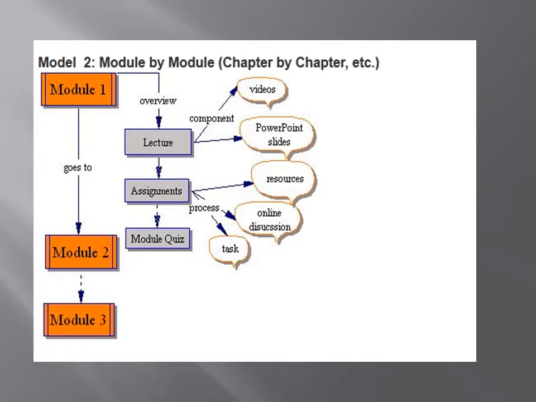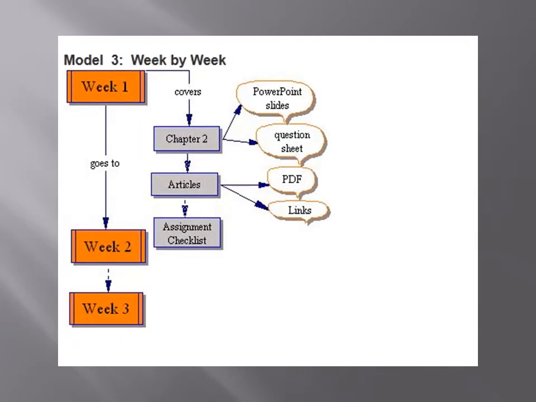Here's another example. This one is module by module. Module 1 has lectures, assignments, a quiz, an overview, and within each of those areas are videos, PowerPoint slides, resources, discussions, tasks, etc. And in Canvas, you can even divide a module into areas called overview, lecture, assignments, and module quiz using the text header content type. So Canvas is set up ideally for doing this.